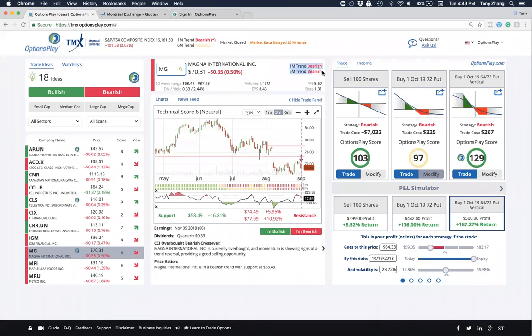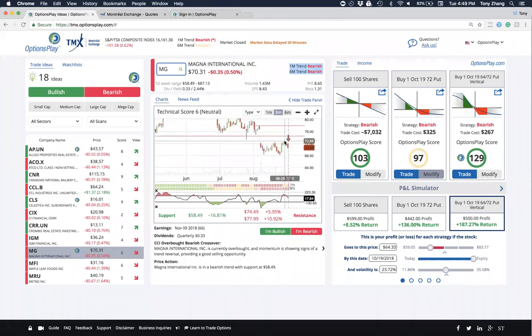As you can see, the 1-month and 6-month trend is bearish. It's been bearish for quite a bit of time, and the stock recently broke below a major support level around 75, came back to retest that level, and is starting to move lower again. So these are all the typical things that I would be looking for in a bearish trade.